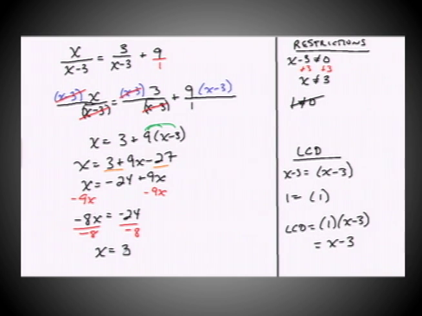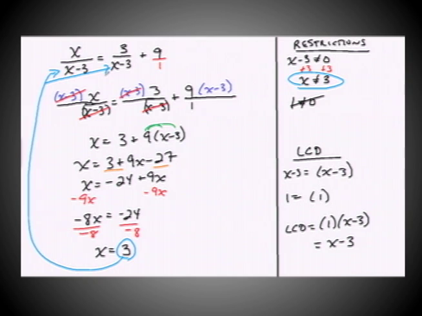So my next step is to check against any of my restrictions. And sure enough, I have a restriction of x not equaling 3. Because if I were to take this 3 right here and plug it in to either of those denominators, you can see that it would immediately create 0 in the denominator. And that is an undefined situation. Therefore, 3 is not a solution to our equation because it creates an undefined situation.